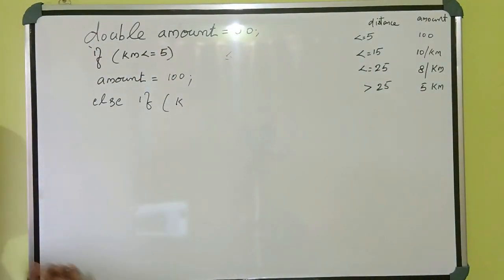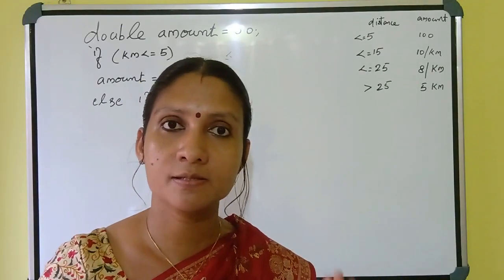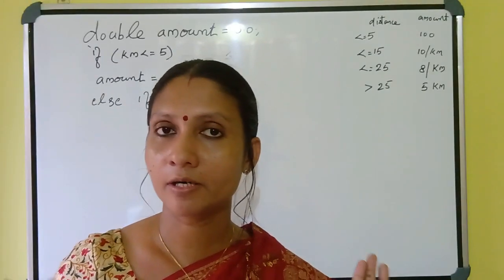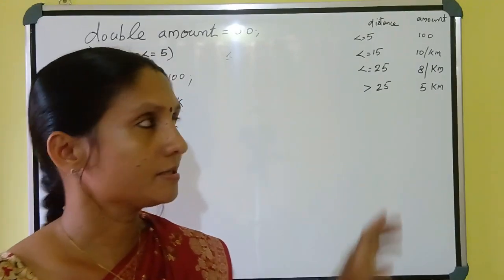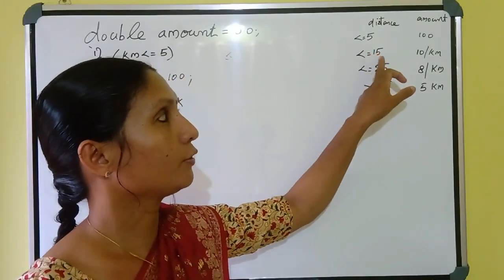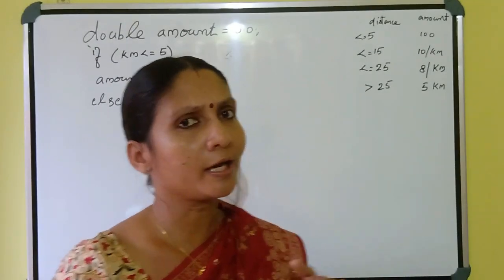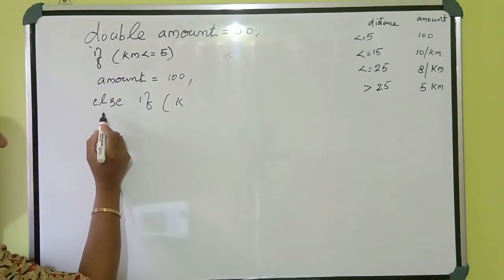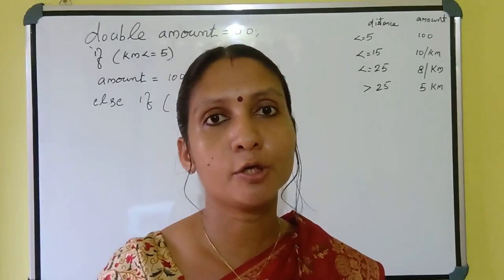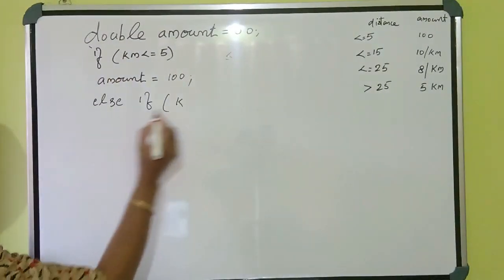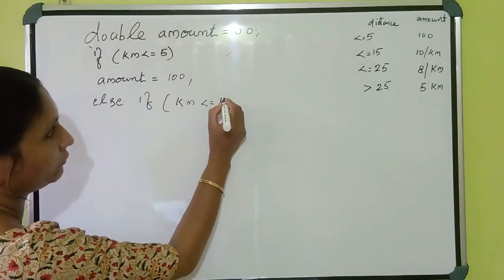What's the next step? See, next 10 kilometers. That's the next condition. Next 10 kilometers means we have already covered 5 kilometers, so 10 plus 5. That means, what's the next interval? Less than or equal to 15. Per kilometer, 10 rupees. How can you calculate this one? Now, what's the next step? Else if. If there is more than one condition, we need to write else if statement. Else if kilometer less than or equal to 15.